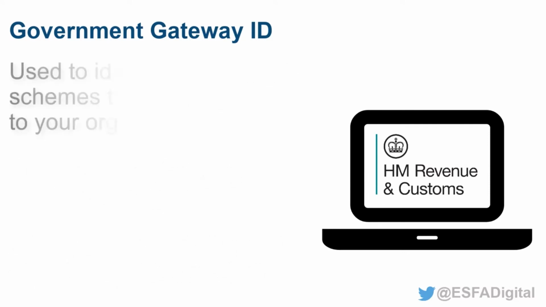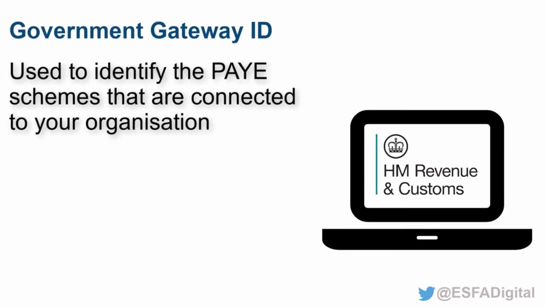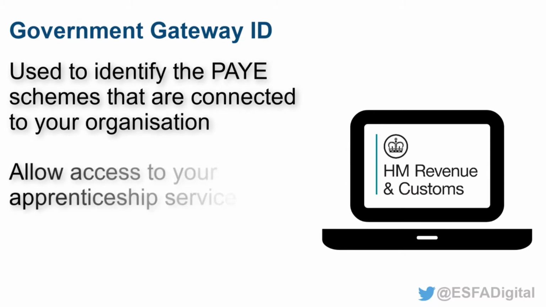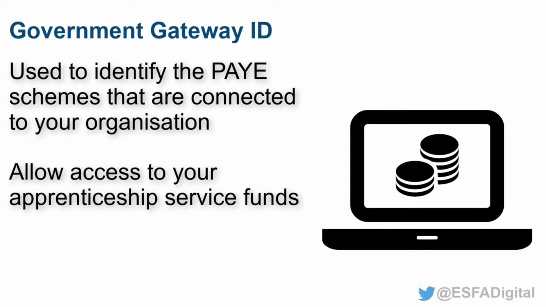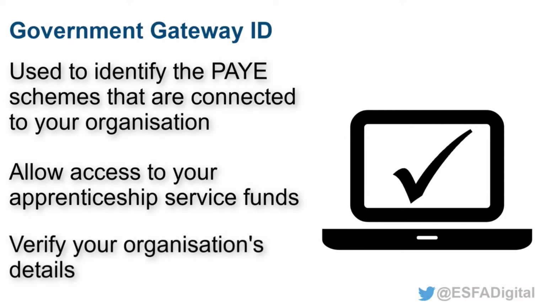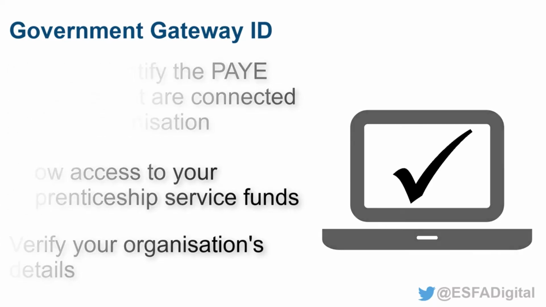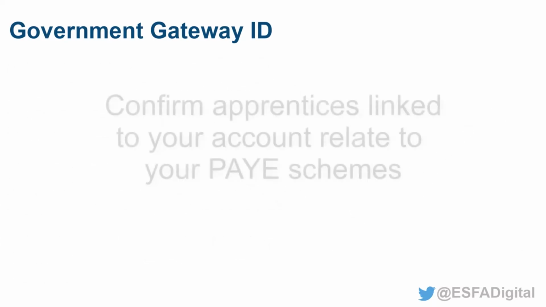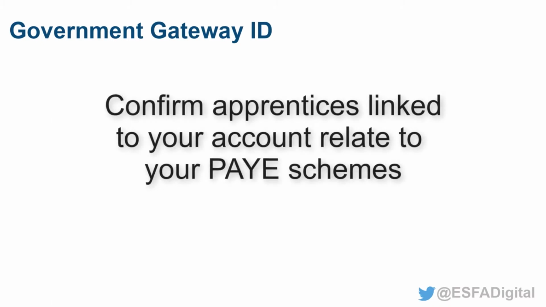If you pay the apprenticeship levy, your organisation's gateway details are used to identify the PAYE schemes that are connected to your organisation. These details will allow you to add PAYE schemes to your account and access your apprenticeship funds. If you're setting up an account to receive a transfer, your organisation's gateway ID will allow us to verify your organisation's details. It also allows us to check that apprentices added and funded through your account relate to the PAYE schemes linked to your account.